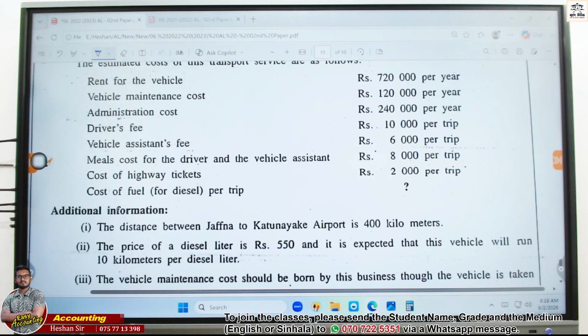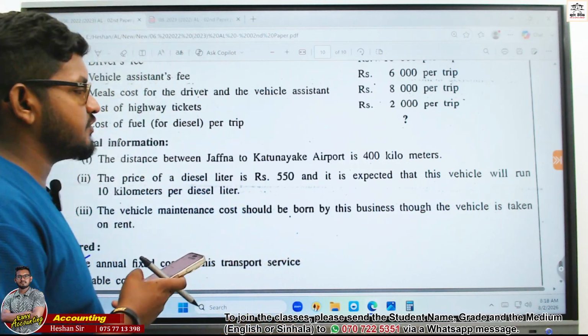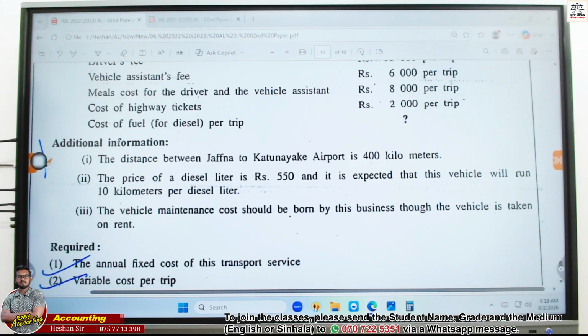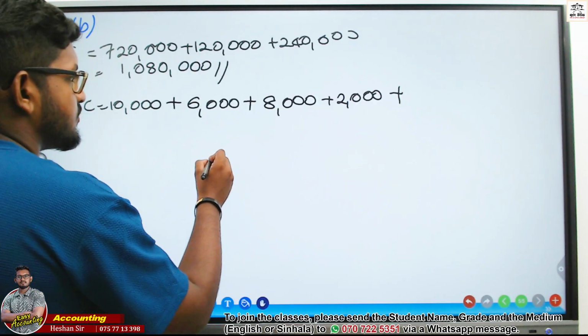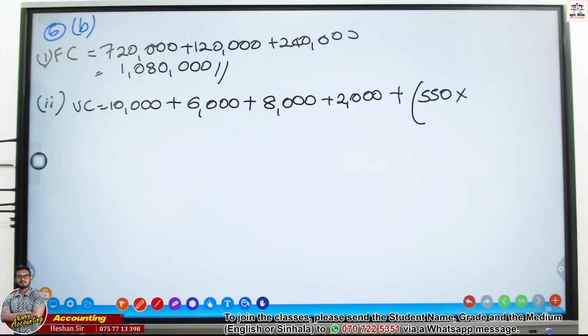Then diesel, we need to be careful. You can see the distance between Jaffna to Katunayake Airport is 400 kilometers. The price of the diesel liter is 550, and it is expected the vehicle to run 10 kilometers per diesel liter. How much is a liter of diesel? A liter is 550. We need to multiply by the kilometers we travel. Right?